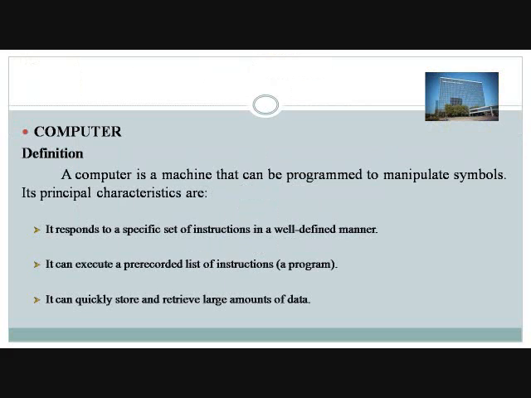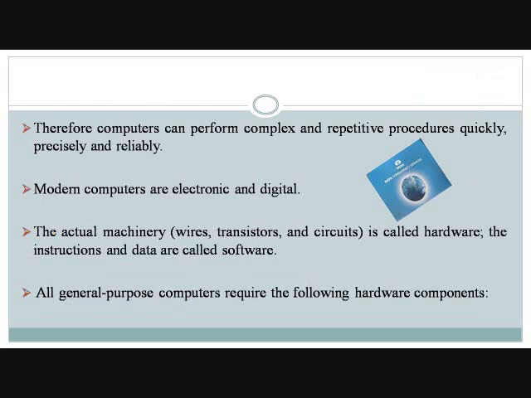Computer definition. A computer is a machine that can be programmed to manipulate symbols. Its principal characteristics are: it responds to a specific set of instructions in a well-defined manner. It can execute a pre-recorded list of instructions. It can quickly store and retrieve large amounts of data. Therefore, computers can perform complex and repetitive procedures quickly, easily, and reliably.